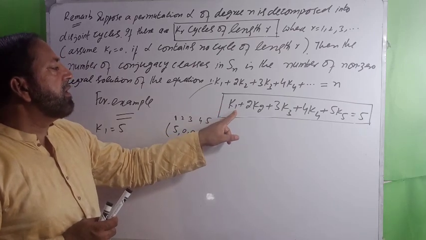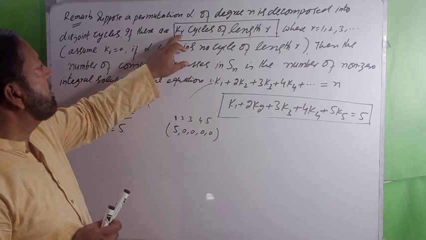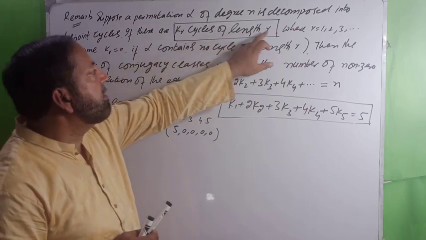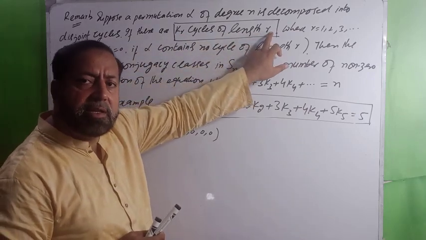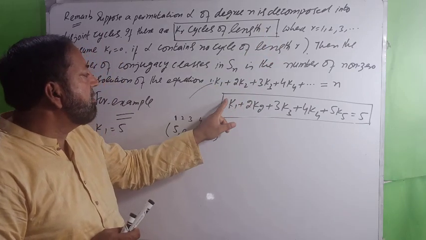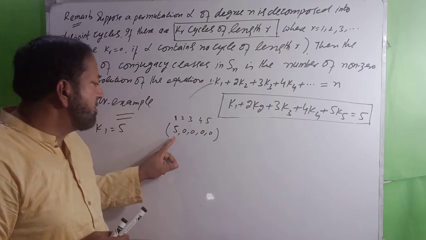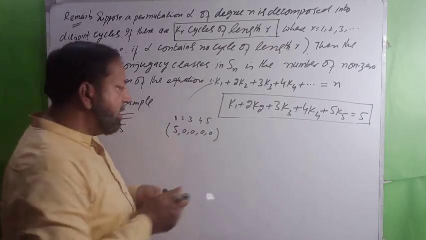the coefficient of k1 is 1. So k1 is, what we are saying, kr cycles of length r, right? Kr cycles of length r. So we have k1 cycles of length 1, that is, we have 5 cycles of length 1. So from here you can write its type.